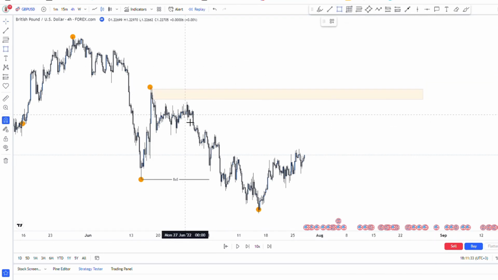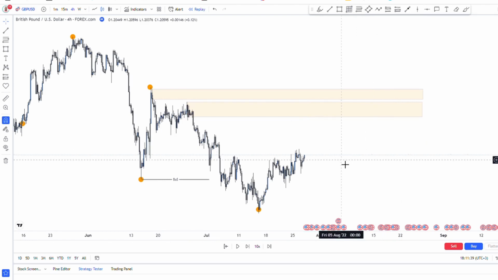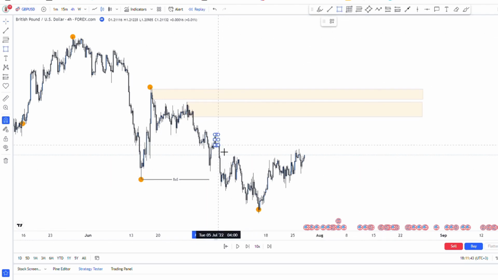We have another zone here. We have another supply zone there. And finally, we have a decision zone down here. So this is the zone that has broken structure.